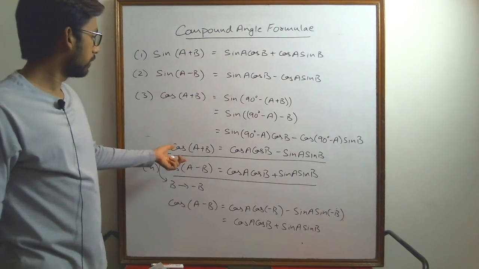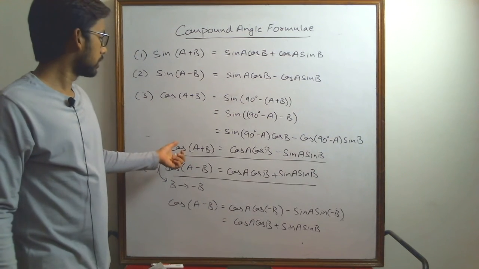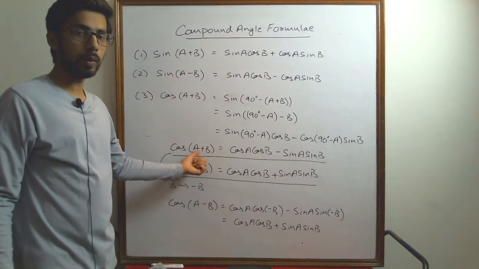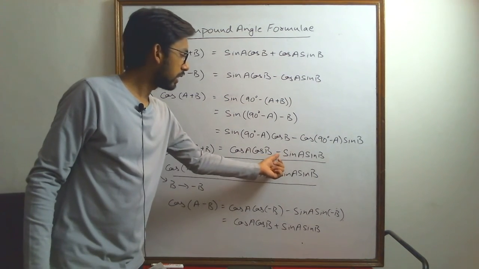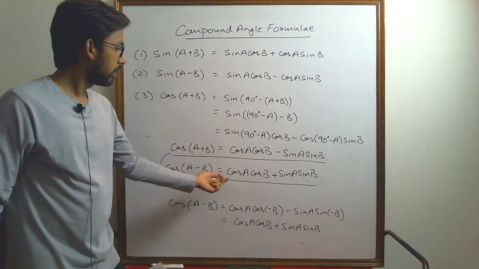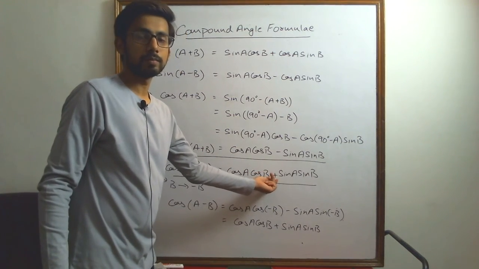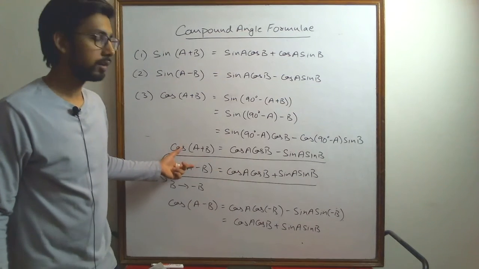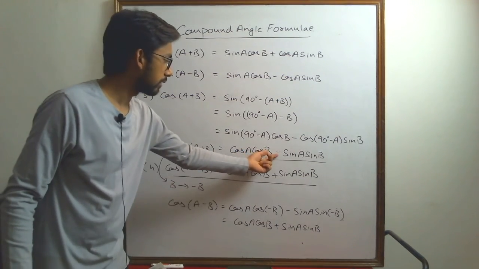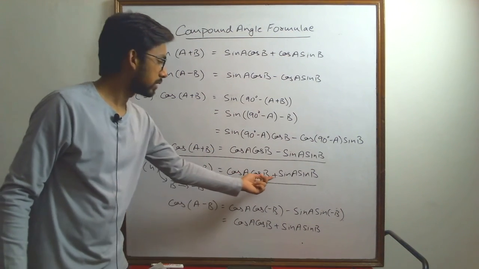Now in the formula of cos compound angle, you should notice that for cos of A plus B, so if there is a sum of two angles, in the middle here we get a minus sign, and if there is a difference of two angles we get an addition sign here. So be careful about that and just remember it that way, that a positive sign here means a negative sign here, a negative sign here means a positive sign here.